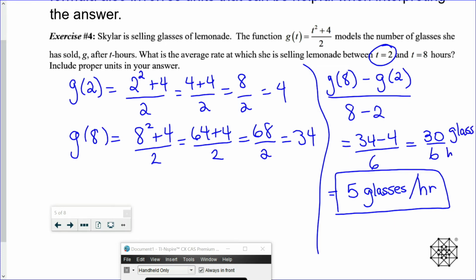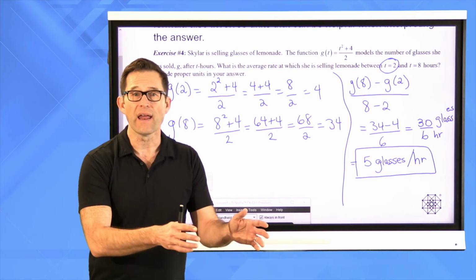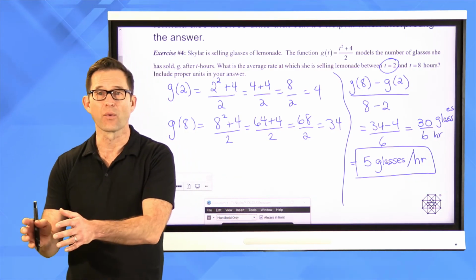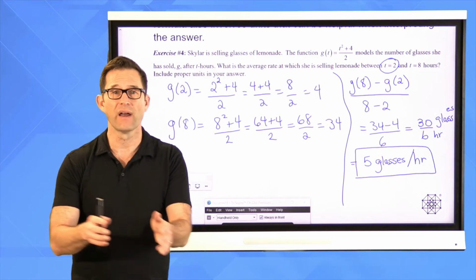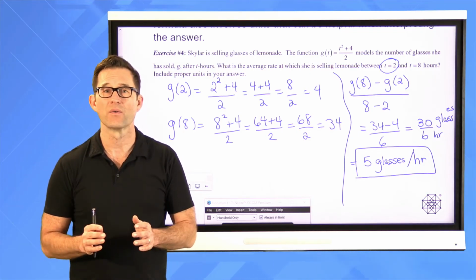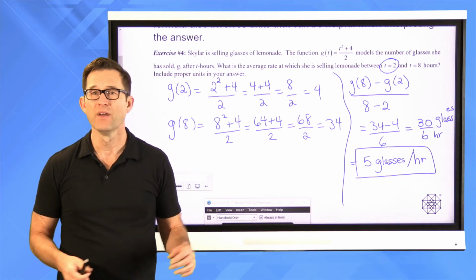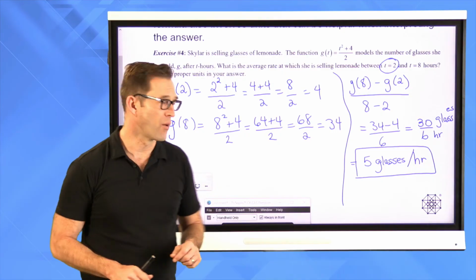And you can really track those units. The units of the numerator are glasses. 34 glasses minus 4 glasses is 30 glasses. 8 hours minus 2 hours is 6 hours. So I have 30 glasses divided by 6 hours, which is 5 glasses per hour, right? Just like those people entering the theater, people per minute. Here we got glasses of lemonade per hour.